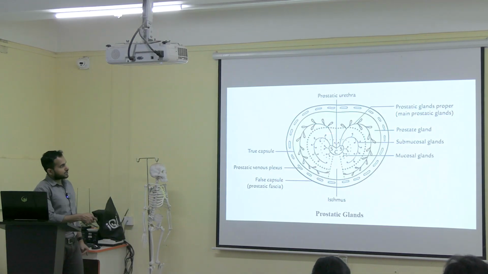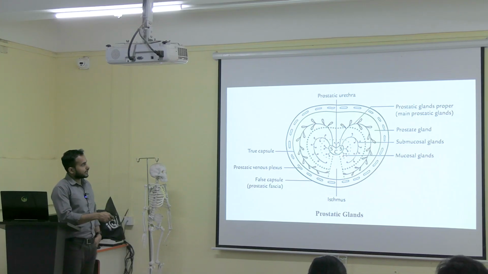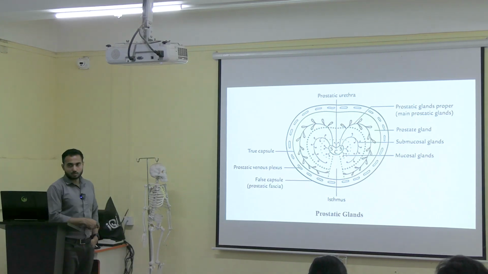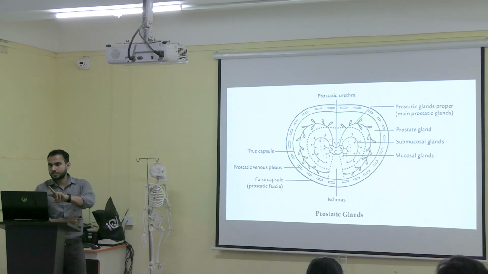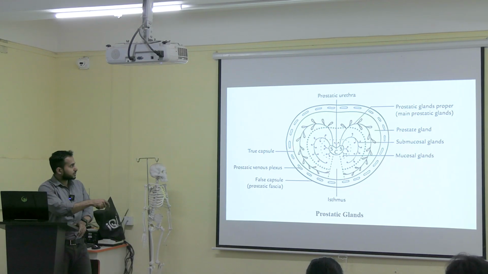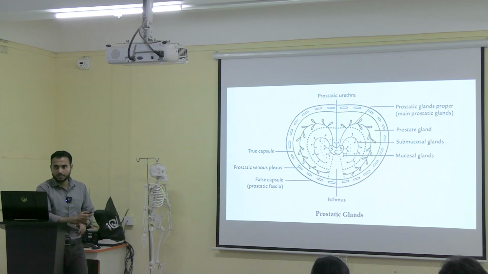Now this is the cut section of the prostate, where you can see the capsule, or you can say the coverings of the prostate. Mainly two capsules are there. As you can see, this is the true capsule, this is the false capsule. In between both capsules, I hope you can see the prostatic venous plexus is present. Okay, so that is about the covering.